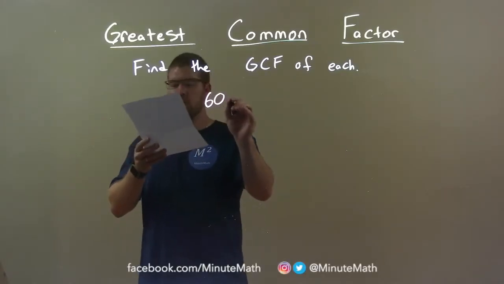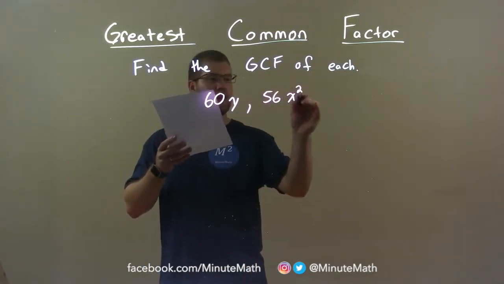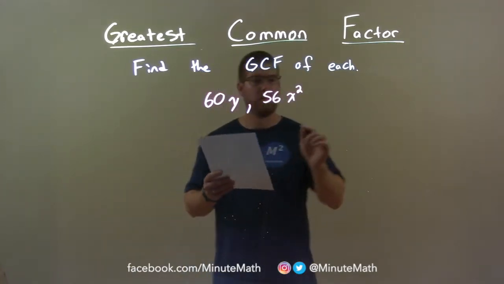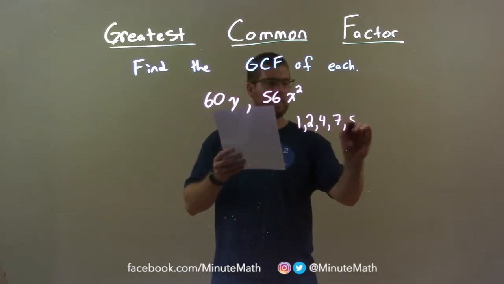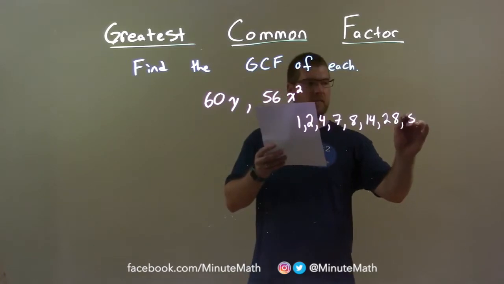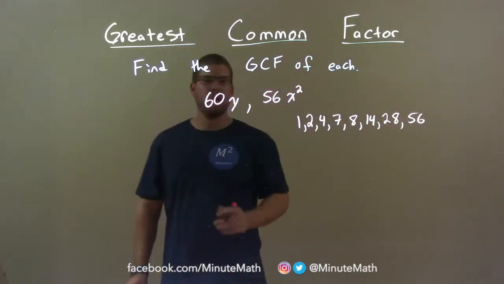60y and 56x squared. Okay? Well, the smaller one of these two numbers is 56, and the factors of 56 are 1, 2, 4, 7, 8, 14, 28, and 56. Okay? So now we have to find the largest one of these that also goes into 60.